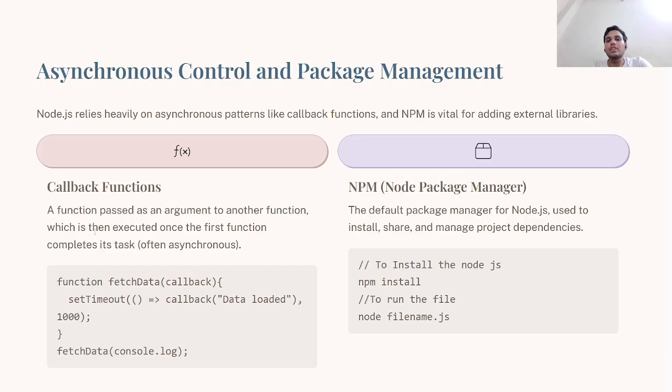It is called a callback function. Now coming to npm, npm is Node Package Manager. It is the default package manager for Node.js, used to install and manage project dependencies. To install, just give the command npm install, and to run the file, node filename.js.